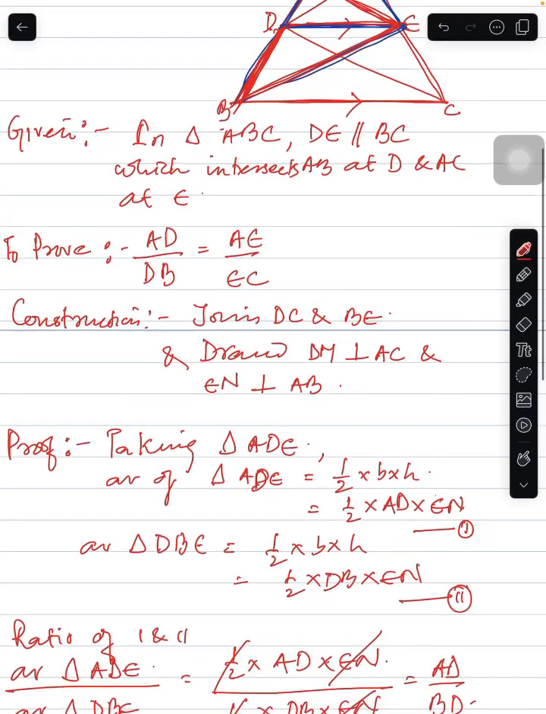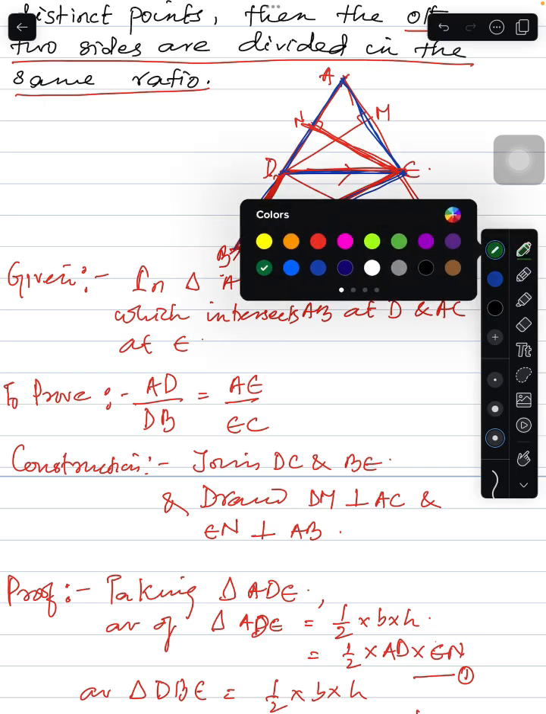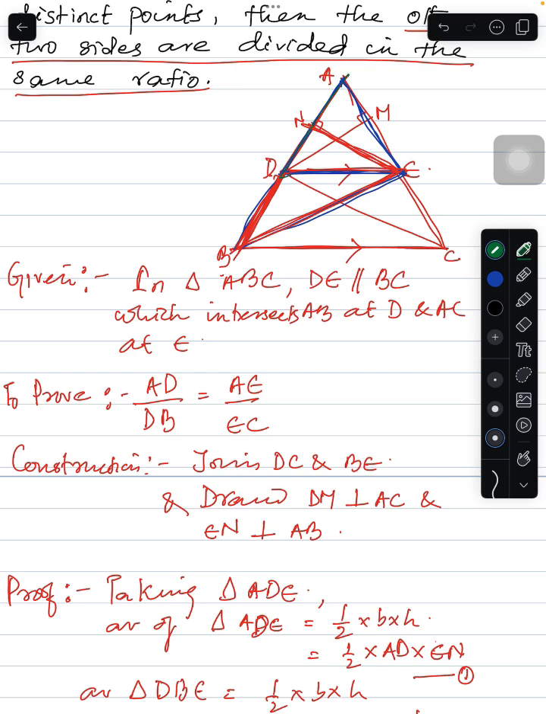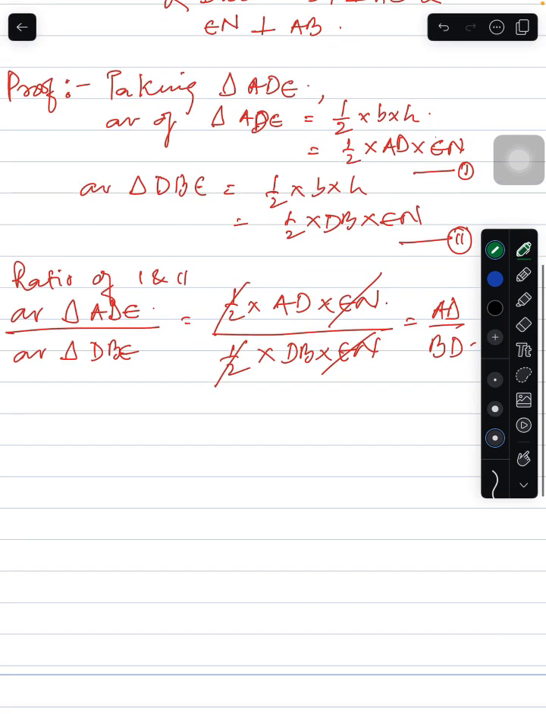Now the same thing you will have to do with this triangle also. Now we'll take these two triangles. Which two triangles? Again this triangle and this triangle. So how will you write it? ADE. Now taking triangle ADE.